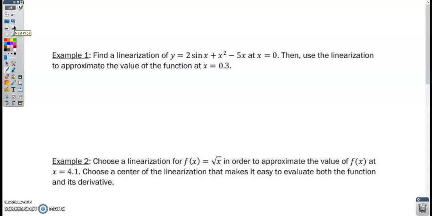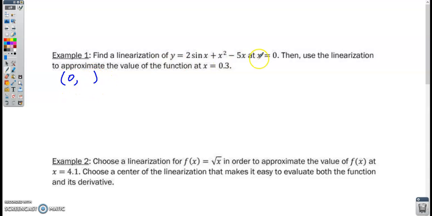Example 1. Find a linearization of y equals 2 sine of x plus x squared minus 5x at x equals 0. Then use the linearization to approximate the value of the function at x equals 0.3. So I need to find a tangent line. In order to find a tangent line, I need two things. I need a point and I need the slope.